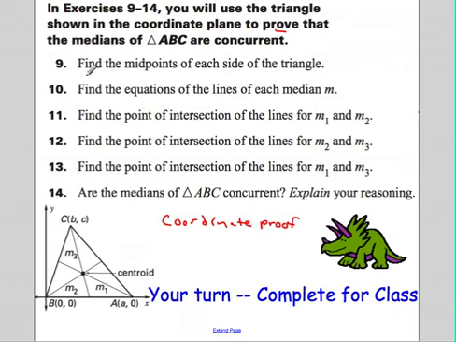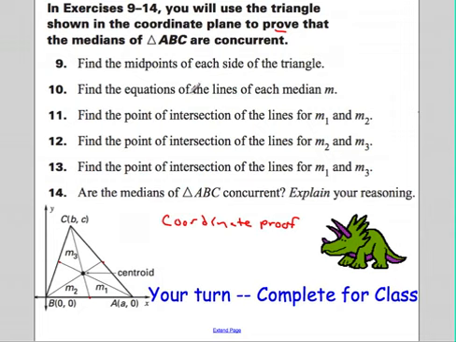So number 9 says find the midpoints of each side of the triangle. So you'll find the midpoint, the midpoint, and the midpoint. Remember, to find a midpoint, you just add together your x's, divide by 2. Add together your y's, divide by 2. That becomes your midpoint. Add together the x's, divide by 2. Add together your y's, divide by 2. That's your midpoint. Same thing here.